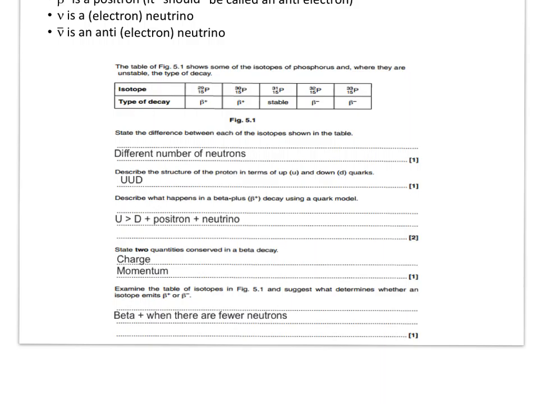Describe what happens in a beta plus decay using a quark model. Up goes to down, plus a positron, plus a neutrino. The 2 quantities conserved in beta decay, for example, are charge and momentum.